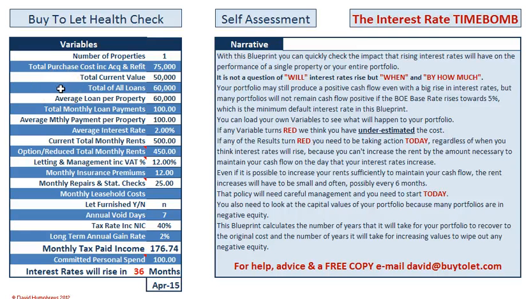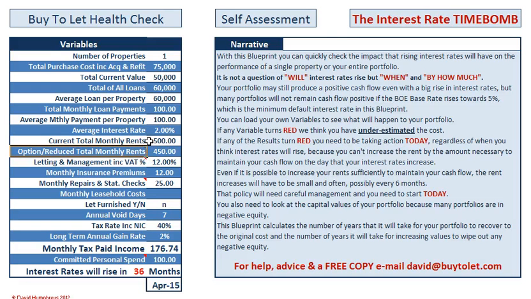The total of all loans across all properties. The average loan per property is an autocalc by dividing the total loans by the number of properties. The total monthly loan payments. The average monthly payment per property is again an autocalc by dividing the total monthly loan payments above by the number of properties at the top. The average interest rate is also an autocalc.